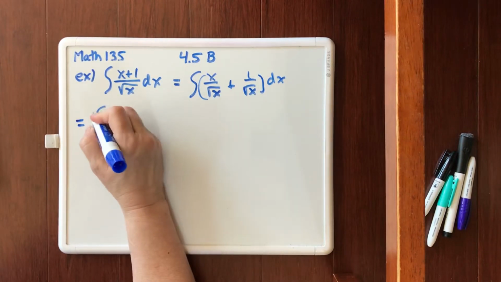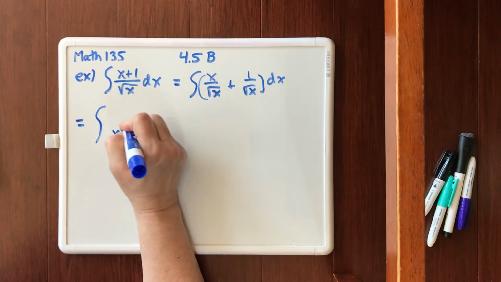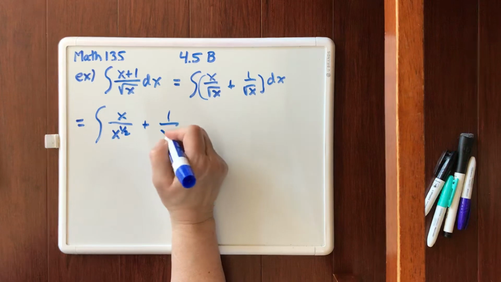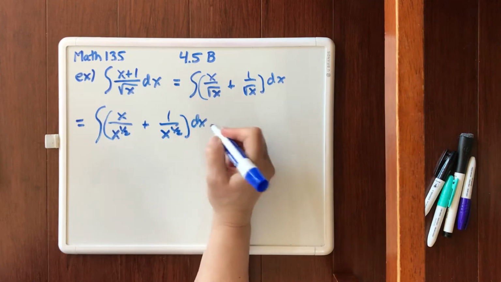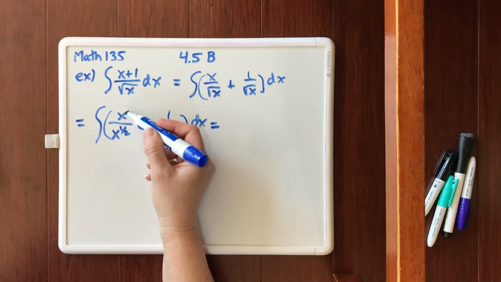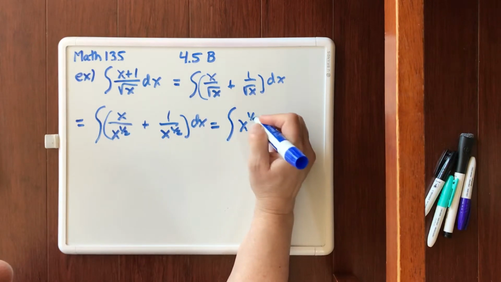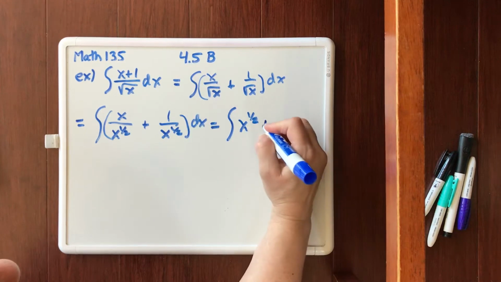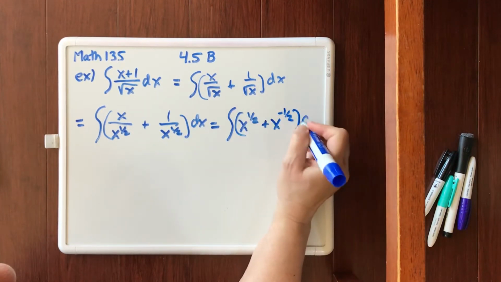Okay, we'll simplify. We'll bring this to x to 1/2. So x over x to 1/2 plus 1 over x to 1/2 dx. x over x to 1/2, this is a 1 minus 1/2, which is just x to 1/2. And this x to 1/2 in the denominator we're going to bring up to the numerator and change it to a negative 1/2, dx.